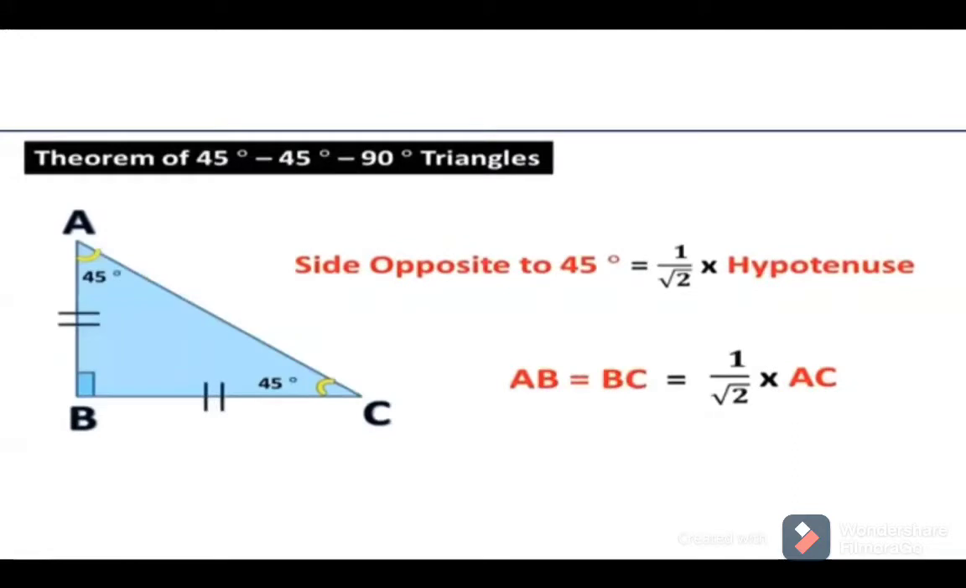Let's study the next theorem of 45, 45, 90° triangle. Here you can see two angles are of same measures. So side opposite to 45° is equal to 1 upon root 2 into hypotenuse.